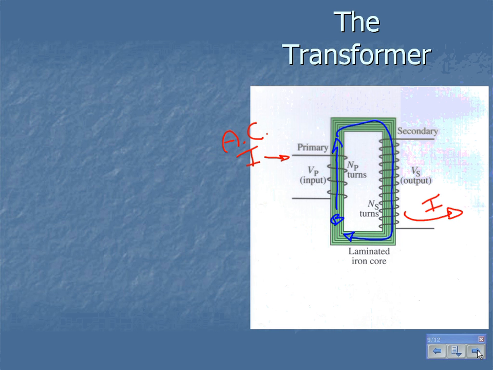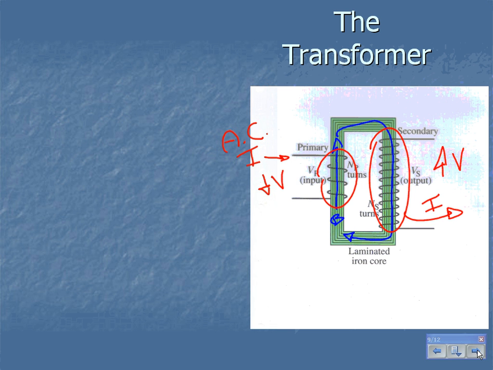If this secondary coil has more loops, I will end up with higher voltage. And here I will have lower voltage. So that's what transformers do, and they're really simple. Just because I have alternating current in the primary coil, I will generate alternating current in the second coil, and I can easily change the voltage by changing the loops in each coil. They're very efficient. You don't lose very much energy at all.